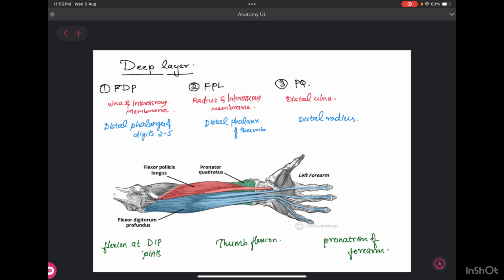Coming to the flexor pollicis longus, it originates from the radius and interosseous membrane. Pollicis has something to do with the thumb, so it is inserted into the distal phalanx of the thumb. Of course, what is the action? It is flexion of the thumb. That's all about the flexor pollicis longus. And then we have the pronator quadratus. It originates from the distal ulna and is inserted into the distal radius. It is a quadrilateral shaped muscle.